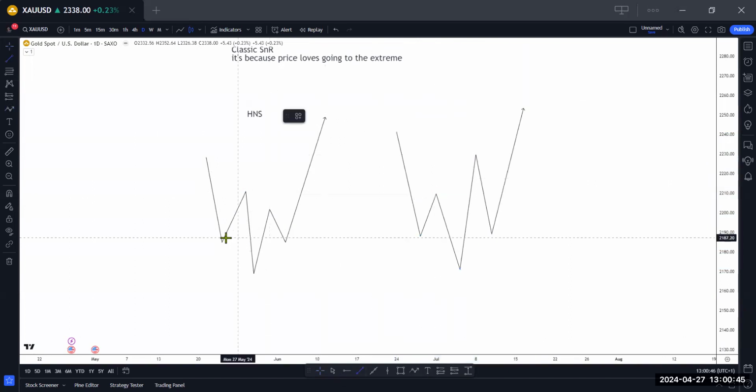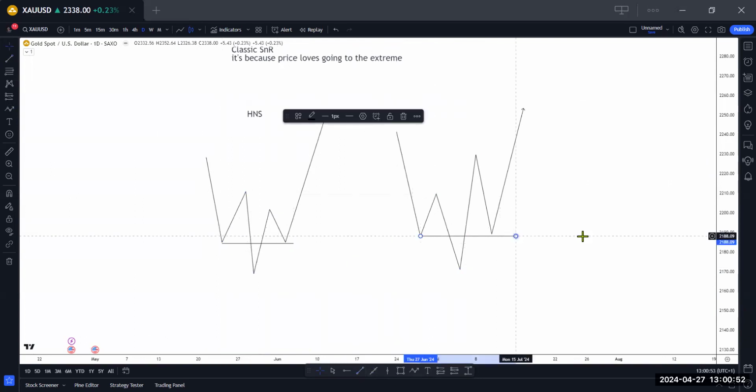So where is your entry? Your entry is at the left shoulder. So you draw the left shoulder, and you enter at the left shoulder. Same thing here. So this is for the buy scenario, right?